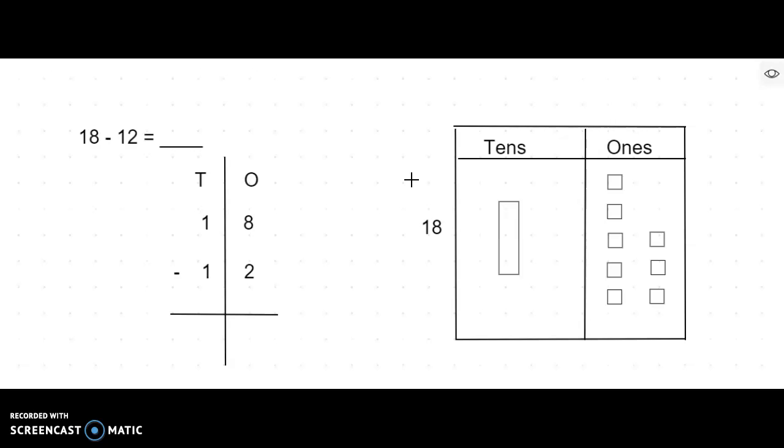I know you guys will do a great job subtracting 12 from 18, completing 18 minus 12. Keep working hard. Keep going on Zern. Keep working on your instructional packets.